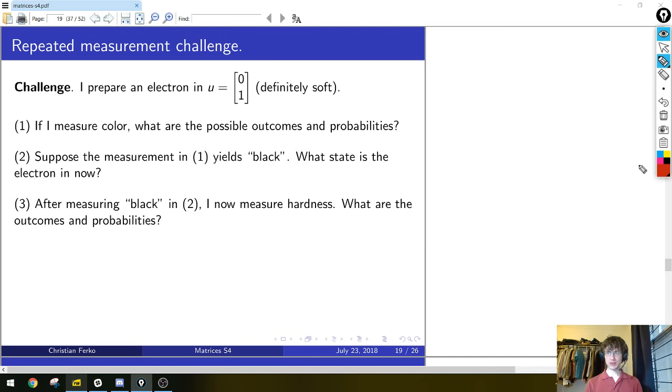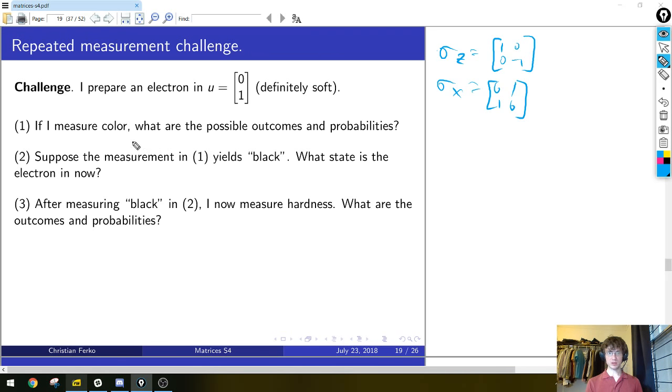Okay, so now we'll walk through repeated measurements, not unlike that first challenge where we have 3 boxes in a row. So I'll ask you: we start with an electron in the state 0, 1, which as we've seen is the minus 1 eigenvector of sigma z, which is definitely soft. Remember, sigma z is 1, 0, 0, minus 1. Sigma x is the one with off diagonals like this. So the state 0, 1 is the minus 1 eigenstate of sigma z, which we're calling soft.